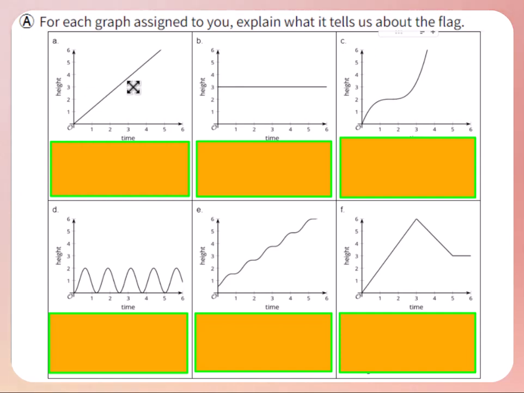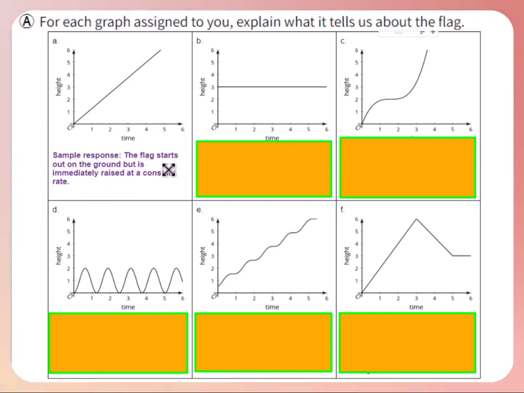Let's look at the graph for A. Can you explain what it tells us about the flag? So we're looking at time. Where do we start on the x-axis? On the x-axis we're going to start at noon or at 12. I really don't know whether it's noon or midnight, but I'm going to assume it's noon. Then at 1, here's where the flag is. At 2, here's where the flag is, and so forth. So what's happening is the flag is being raised at a constant rate.